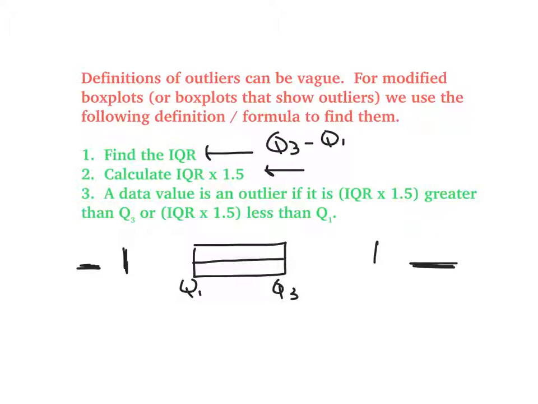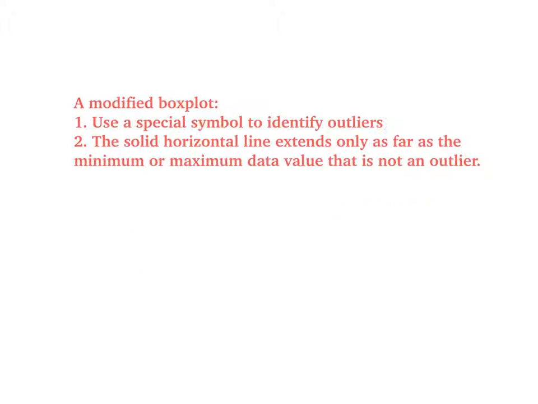So again, find your IQR, multiply times 1.5, add it to Q3, subtract it from Q1. Anything that doesn't fit is an outlier. Kind of like we did our range rule of thumb with the 95%. Those are unusual values or outliers.